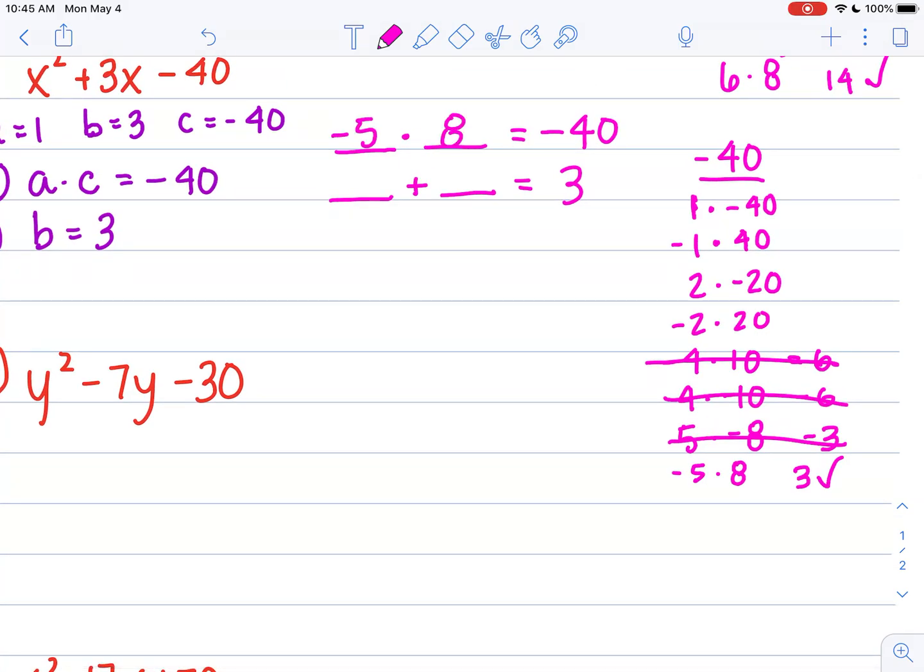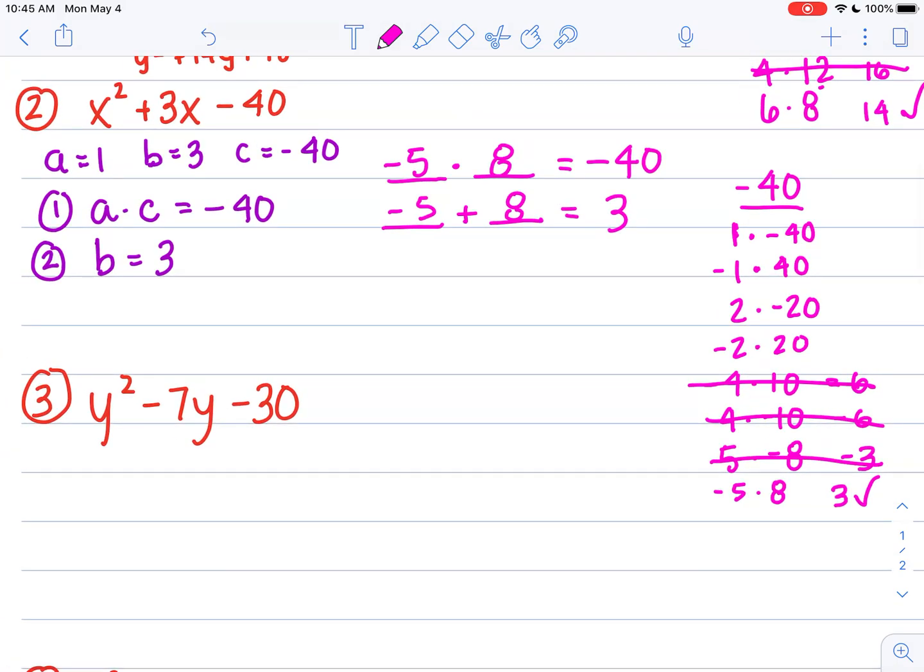So those are our two numbers. We have negative 5 times 8, and we have negative 5 plus 8. And then check it really quick. Negative 5 times 8 is negative 40, so that works. Negative 5 plus 8 is 3, so that works. So the last part is easy. X, because we used x in this case, so x minus 5, x plus 8.